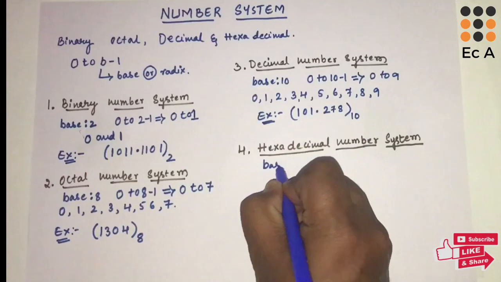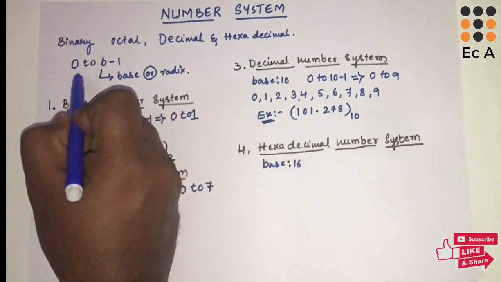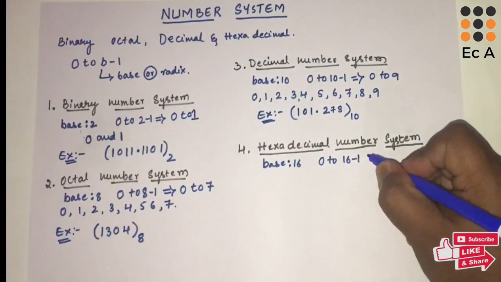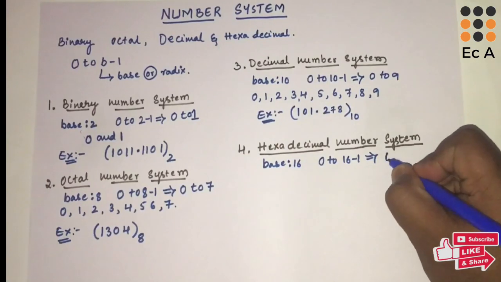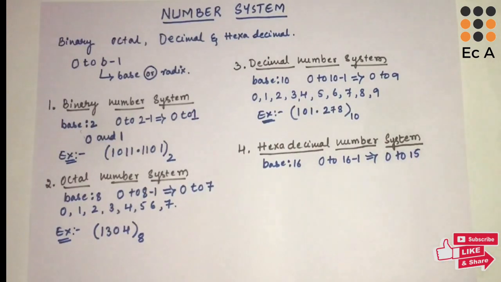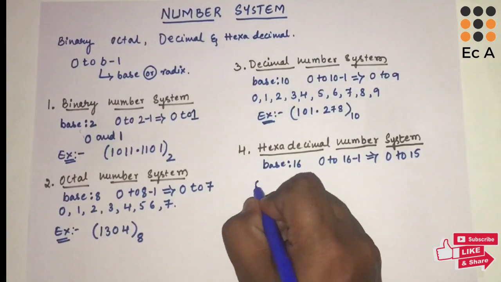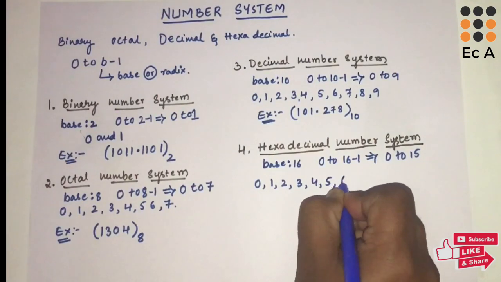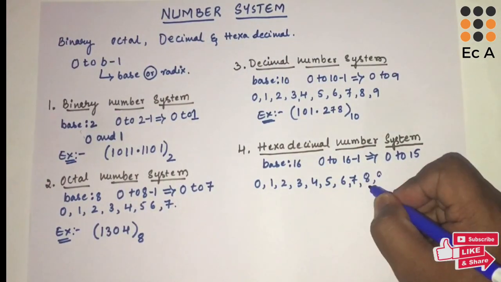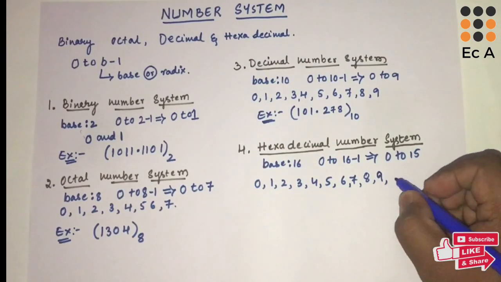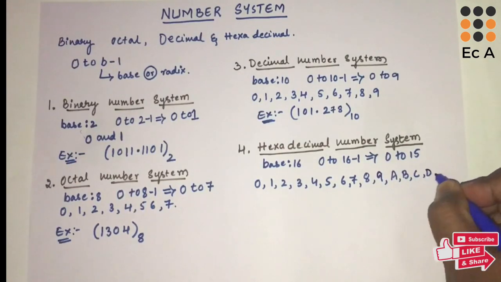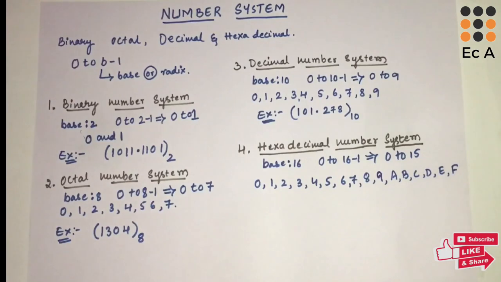The last type of number system is hexadecimal number system. Base of hexadecimal number system is 16. So using this formula, we can write 0 to 16 minus 1. So the total numbers range from 0 to 15. So we can write the numbers 0, 1, 2, 3, 4, 5, 6, 7, 8, 9. After 9, we will use the alphabets A, B, C, D, E, and F. So these are total 16 numbers from 0 to F.